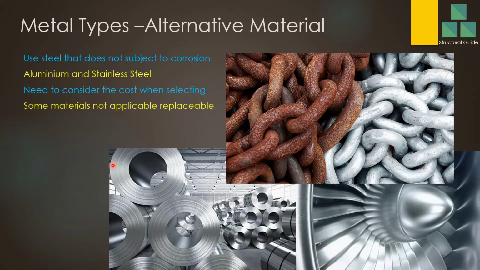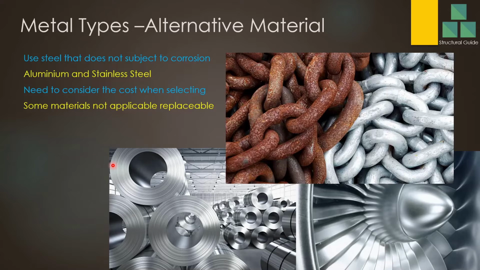So alternative materials. Normally we know steel is going to corrode if we expose it, because in the environment moisture and oxygen are there. We can use alternative materials wherever possible. Some of those materials are aluminium and stainless steel. Whenever it is possible to replace, we can use those materials.